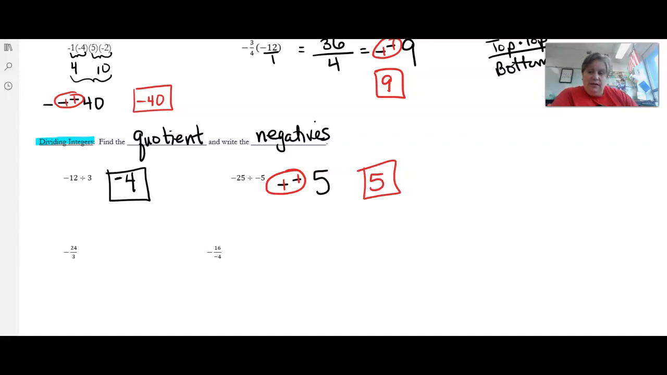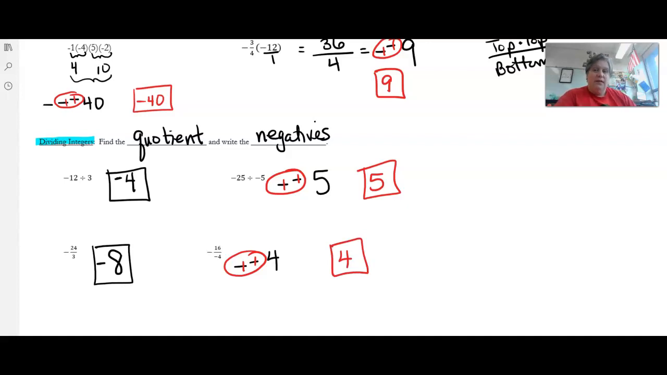Okay, same thing on the next one. 24 divided by 3 is 8. There's only 1 negative, so I write the 1 negative, and that's it. And then here, 16 divided by 4 is 4. This one has 2 negatives, so I write them. And then I'm able to circle them, and that tells me my answer is positive 4.